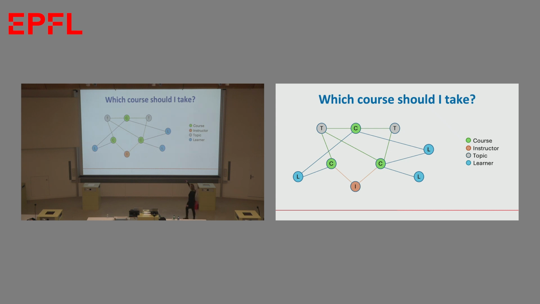So you have a learner. The learner can take a course, in green. The course is taught by an instructor, that would be orange. And then the course is about a certain topic. And of course, now the recommendation that we make amounts to finding a path on this graph from a learner to a course that we want to recommend.